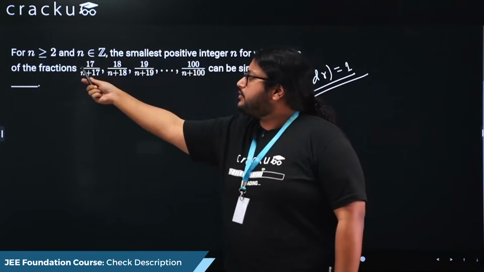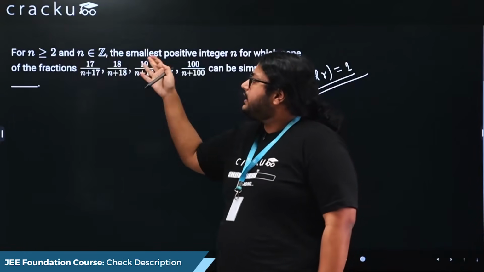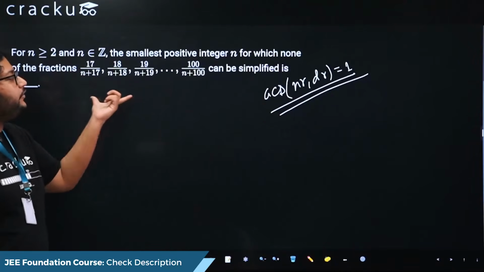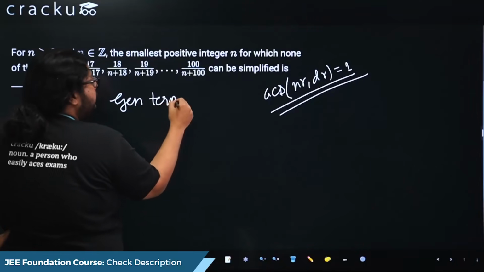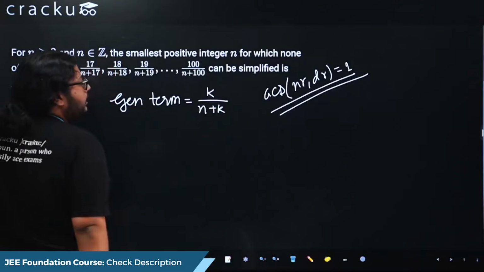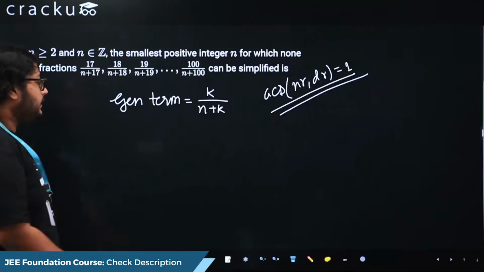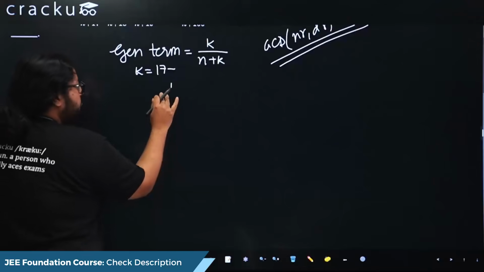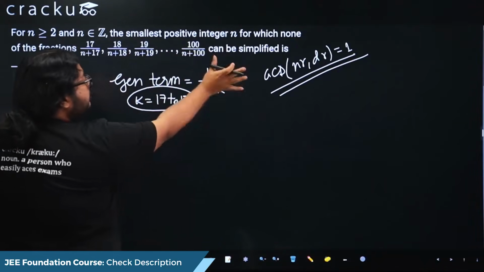None of these are supposed to be able to be simplified. So see, it's going from 17, 18, 19 all the way till 100. So what is the general term I can get from here? The general term would look something like k by n plus k, where k is running from 17 to 100. In that case, this is the general term of all of this.